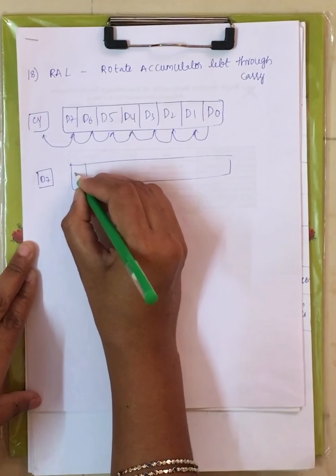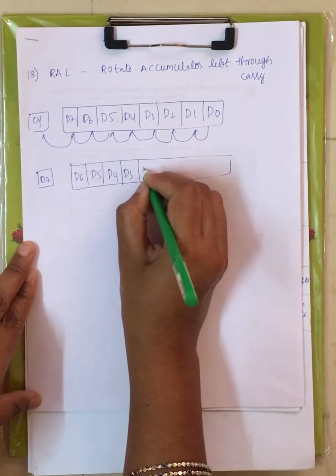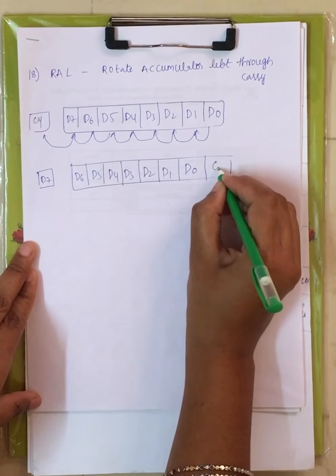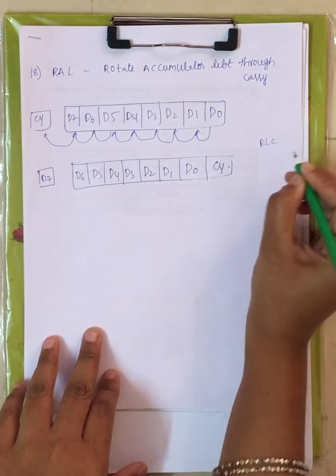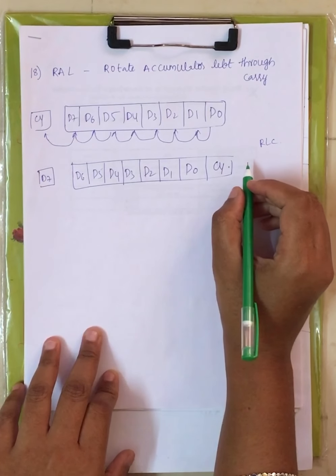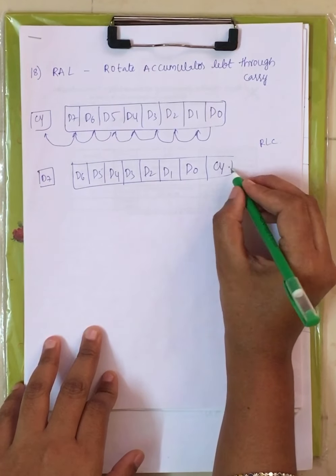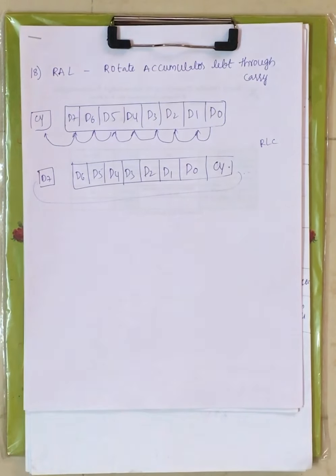Now D7 is replaced by D6 followed by D5, and next you will get D4, D3, D2, D1, D0. Now D0 is replaced by carry, right? D0 is replaced by carry. If it is RLC, here you will get D7, right? Now under RAL carry is rotated, right?